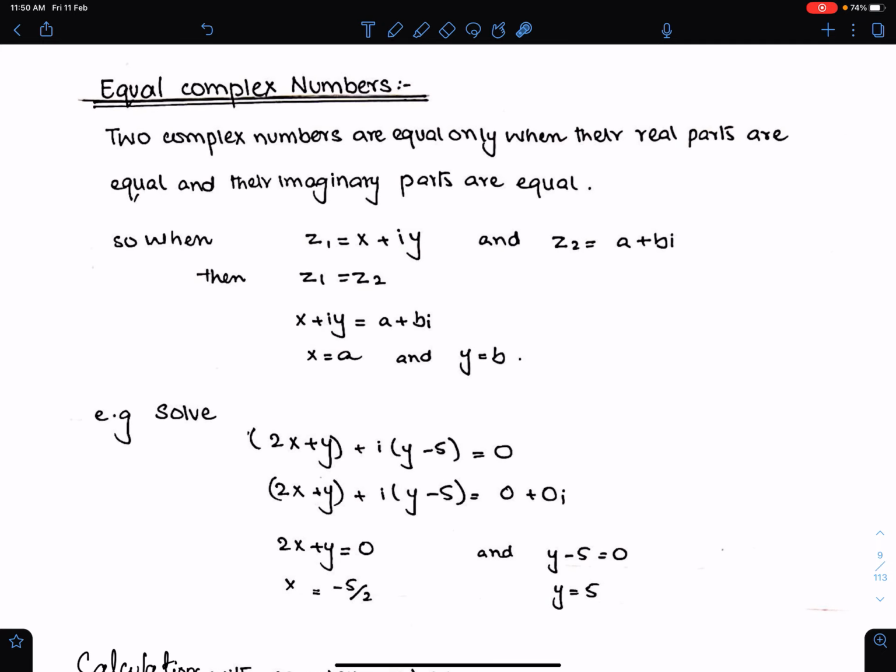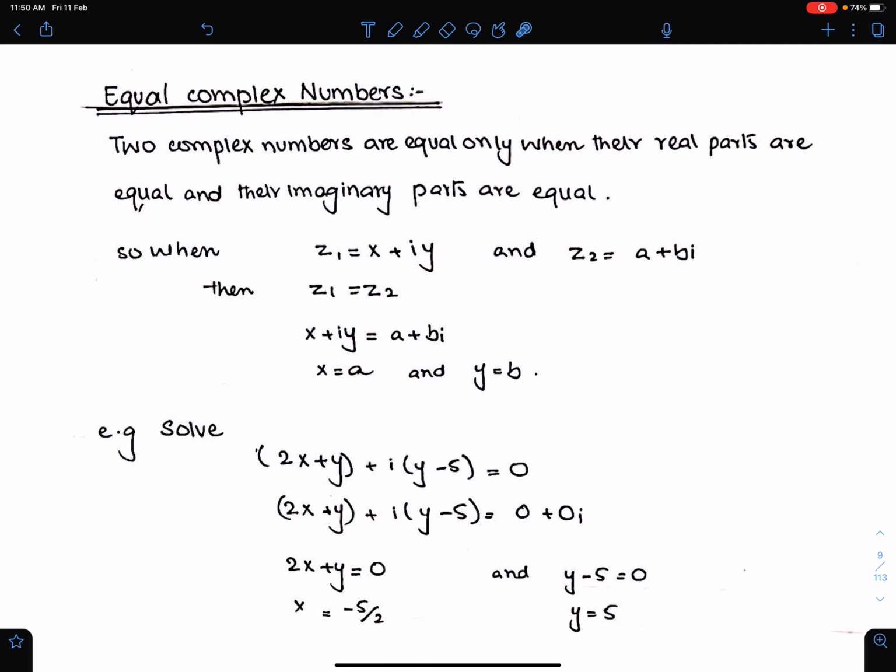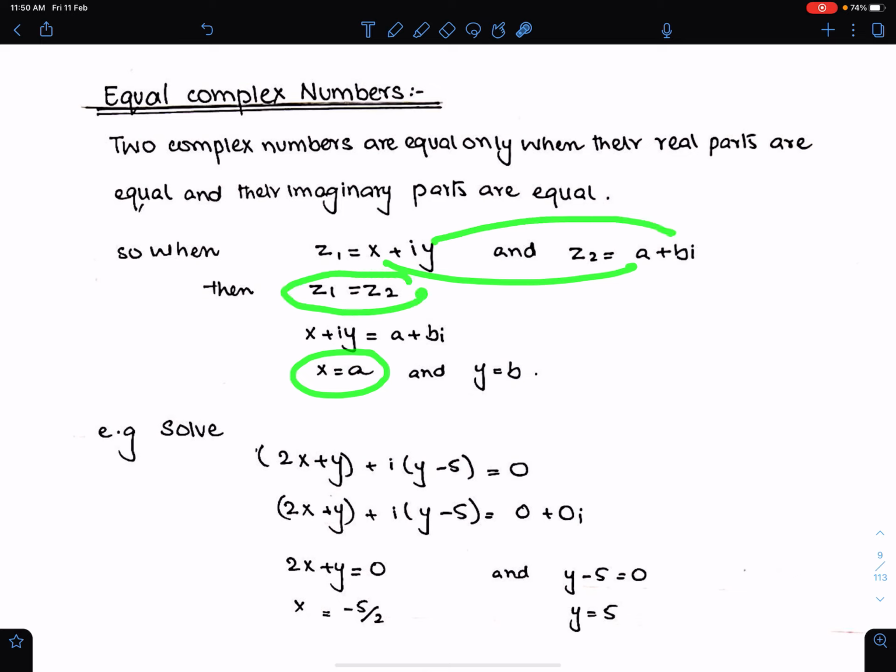Equal complex numbers. Two complex numbers are equal only when their real parts are equal and their imaginary parts are equal. So these two complex numbers are equal only when these two are the same and these two are the same. If x is equal to a and y is equal to b, then we can say z1 is equal to z2.